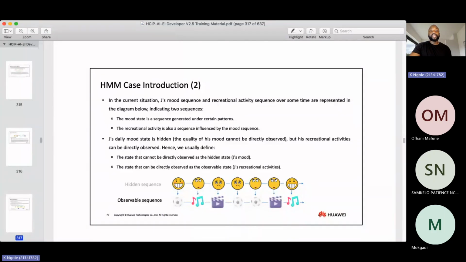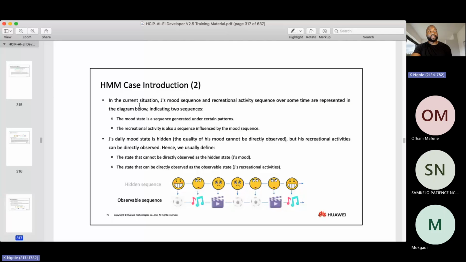So we're going to have basically 5 elements in this case. We're going to have the hidden state sets, right? We're going to have observable state sets. We're going to have initial probability, transition probability, and what we will call emission probability.